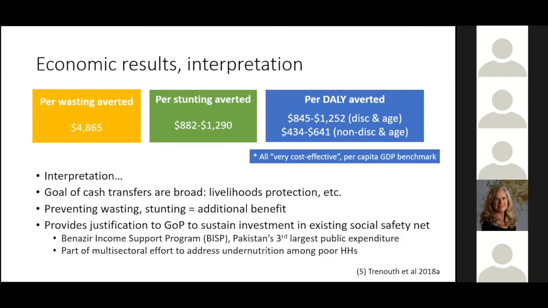In our interpretation, we indicated that rather than looking to necessarily allocate funds from the health budget in Pakistan to support cash transfers, the government could see this evidence of cost effectiveness according to international thresholds as added justification for sustaining investment in their existing social safety net program, upon which the Rafani trial is based. And that this really underscores this program as being part of a multisectoral effort to address undernutrition among poor households.